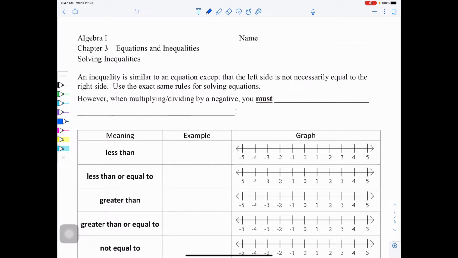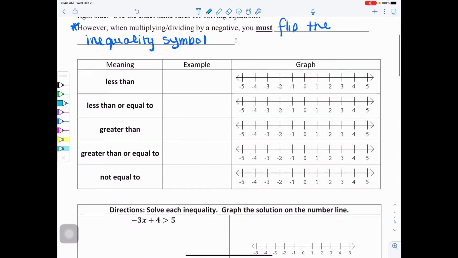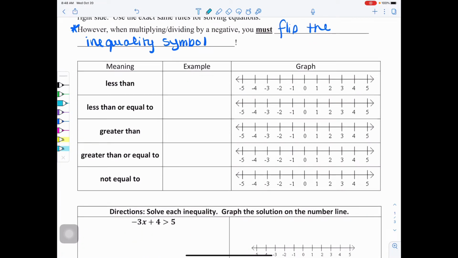One big thing we do have to remember, however, so let's put a star there: when multiplying or dividing by a negative, you must flip the inequality symbol. So let's take a look at a chart going over the different meanings, examples, and graphs that we have for inequalities.